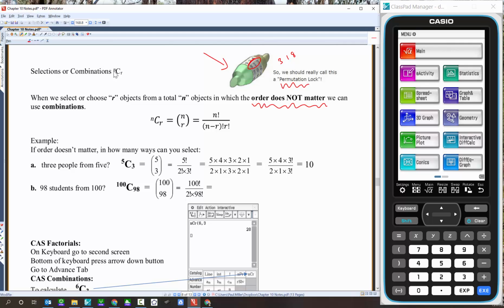Now, remember, we use this syntax to show that we're doing selections or combinations. That's nCr. So the best way to think about nCr is to think about that C as the word choose. I don't know whether the C has got anything to do with the word choose, but that's the way I think about it. So that's n choose r, right? In this situation here, we did 3 people from 5, and the number of ways we can select 3 people from 5, that's 5 choose 3. This one was from 100, choose 98, or choose 98 from 100.